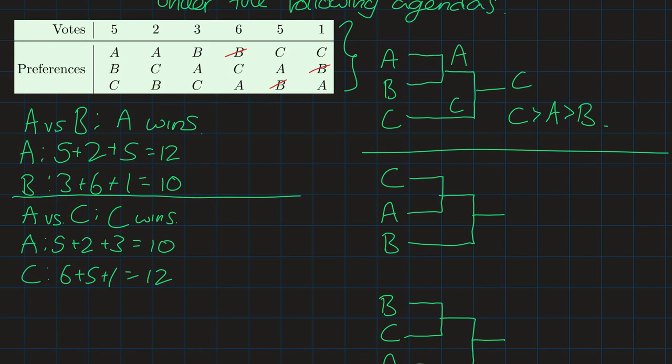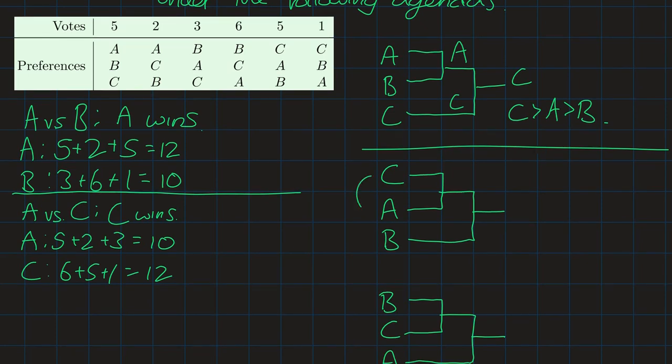Okay, so let's move on to the second agenda. Okay. So in a head-to-head runoff between A and C, we already know that C wins. Right? In a head-to-head runoff between A and C, we've just worked out that C wins. So that means I put C there, B goes through. Now I need to consider who would win in a head-to-head runoff between B and C. I haven't already calculated that, so I need to calculate that now.